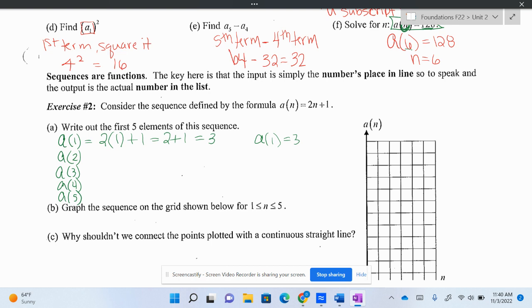So let's look at what a to the 2 is. Well, that says take your formula right here: 2 times 2 plus 1. Well, 2 times 2 plus 1 is 5. So a to the 2 equals 5. And a to the 3 is 2 times 3 plus 1, which is the same thing as 6 plus 1, or 7. So a to the 3 equals 7.